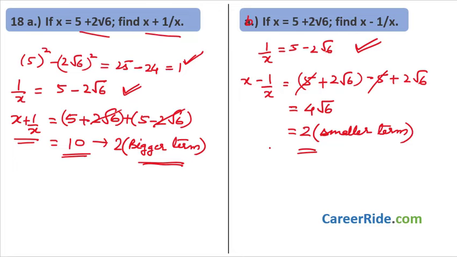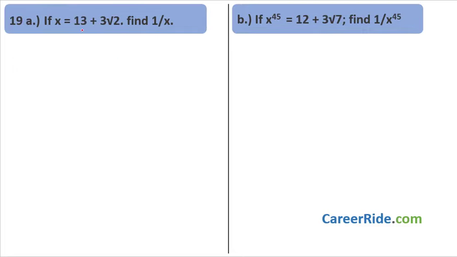Okay, so very, very easy. Let's see what the next question is. Now you must be wondering what would happen if the difference between the squares of these two values is not equal to 1. What am I going to do to find the value of 1 upon x in that case? Here's an easy way out.